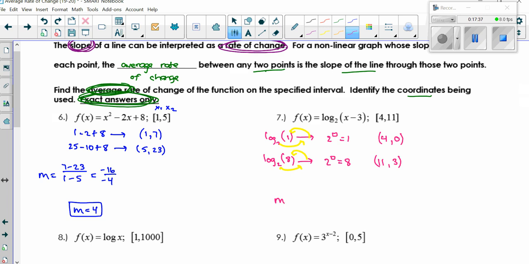So I'm going to say m equals 0 minus 3. Sorry about that. That was my dog barking.